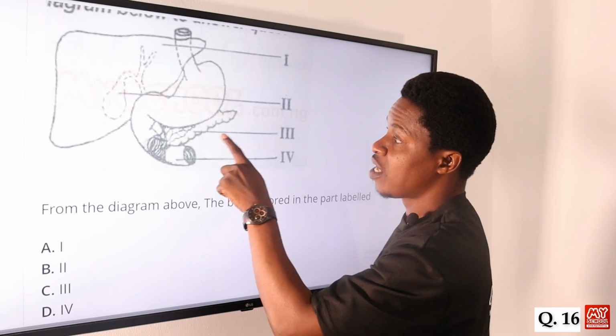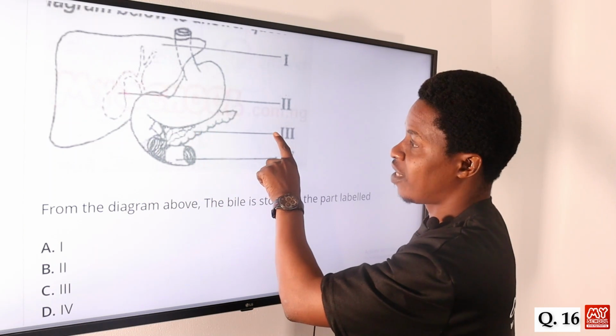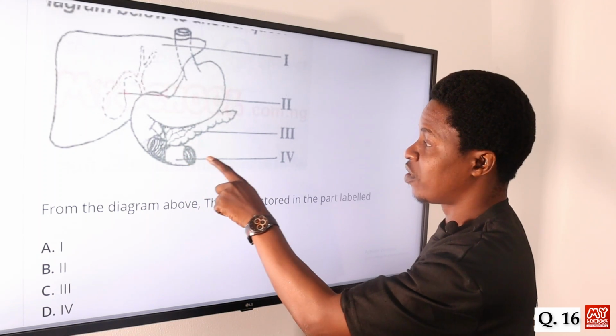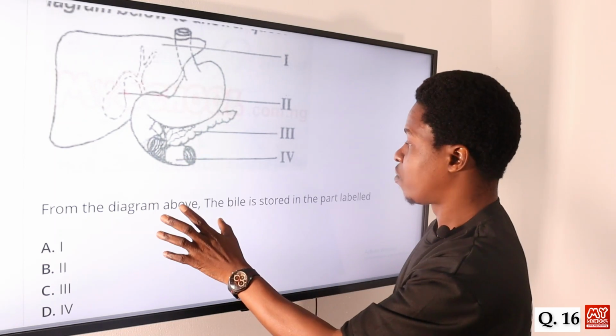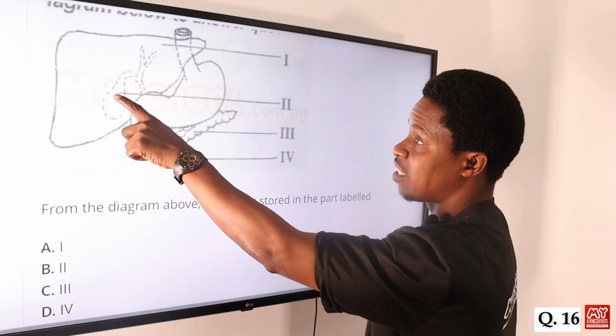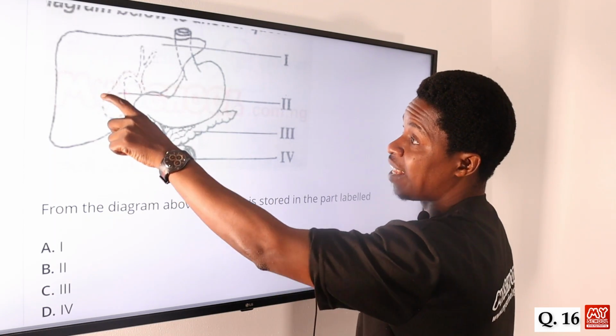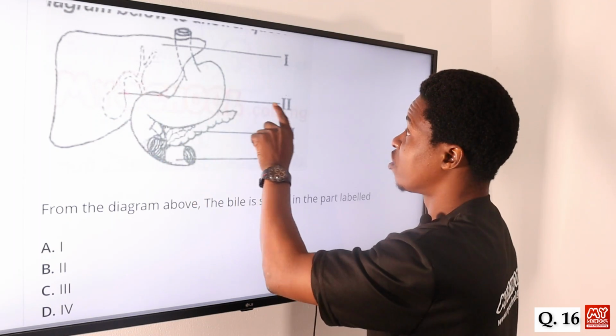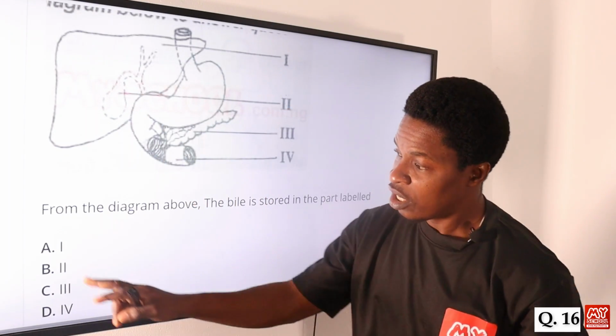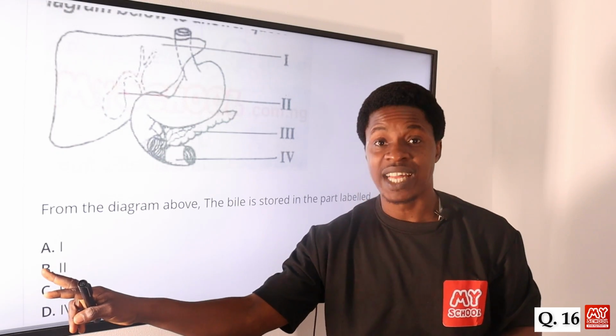We said that before. And then this is your pancreas. Okay, that's not what is required. And this is your what? Duodenum. Okay, so the actual answer is this part, gallbladder. This is where bile is stored in the gallbladder, which is Roman figure 2. So let's look at the options. Roman figure 2 happens to be B. So the correct answer is option B.